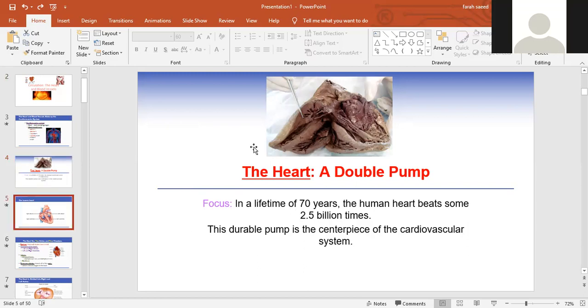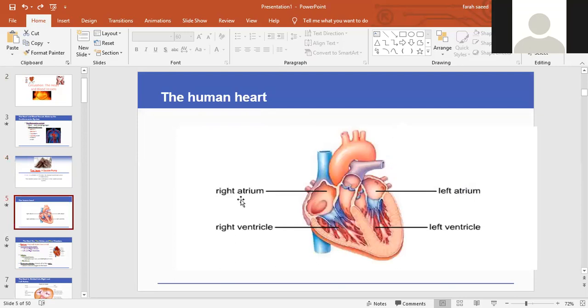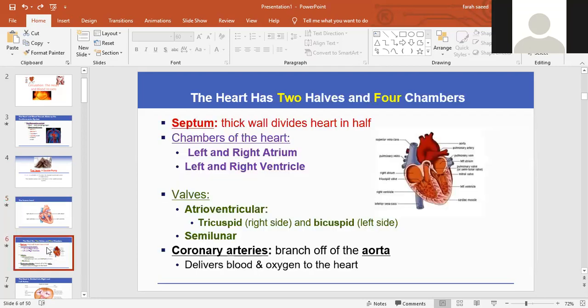In this portion, first of all, we have to understand the four main labelings. These are right atrium, right ventricle, left atrium, left ventricle. The atria are the two chambers that receive blood from the two portions of the body. Right atrium is receiving deoxygenated blood from the whole body, whereas left atrium is receiving blood from the lungs. Both the ventricles are sending blood to organs. Right ventricle is pumping blood to the lungs, whereas left ventricle is sending blood all over the body.